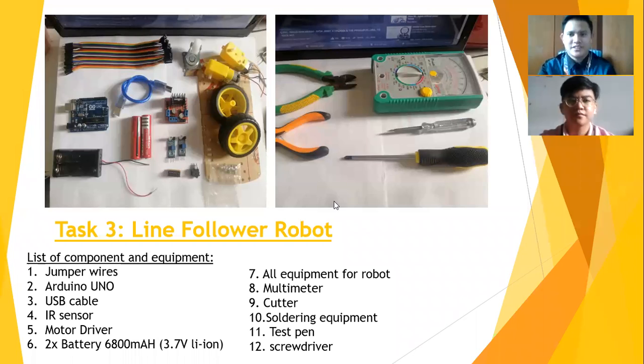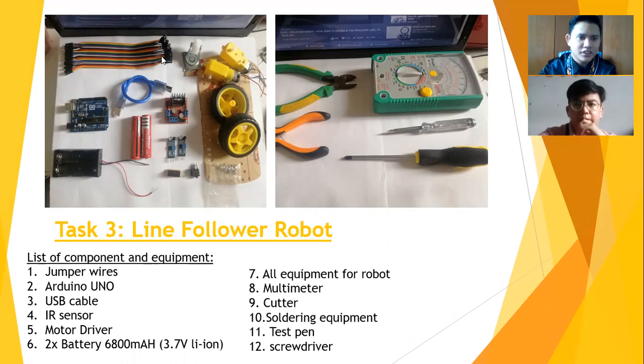Okay, we are going to the next slide. Here we do the task tree. The title of the task tree is line follower robot. So this is a list of components and equipment. You can see in the picture, on the left side is our components and on the right side is our equipment. So first is jumper wire.